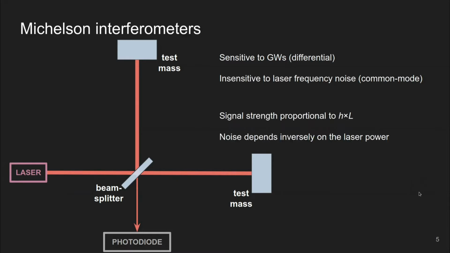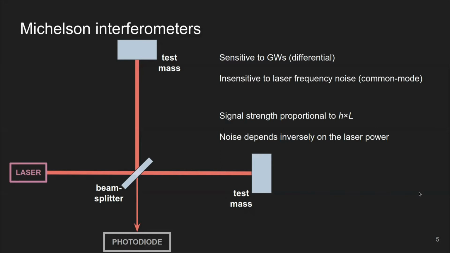Just to give some idea of the scale. The signal strength, as I said, is very small. It's proportional to the strain times the length, because ultimately you're reading out a distance measurement. So it's in your interest to make this instrument as long as possible. That's why you end up with these kilometer scale instruments.